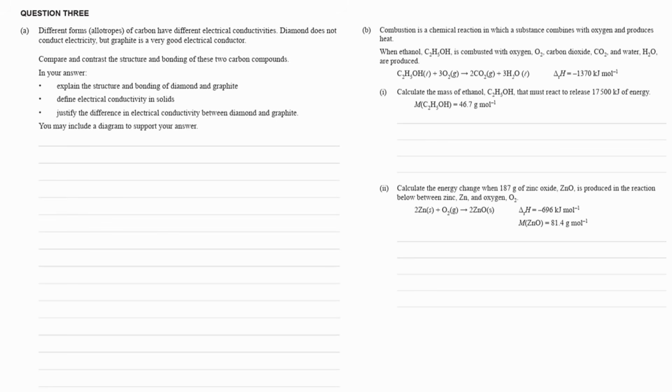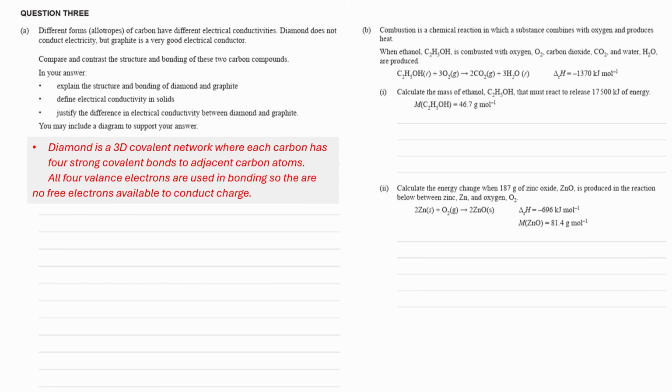We've defined electrical conductivity of solids and justified the difference in electrical conductivity between diamond and graphite. You may include a diagram to support your answer. I don't think it was necessary here. So diamond is a 3D covalent network where each carbon, this is important, each carbon has 4 covalent bonds to adjacent carbons. All 4 valence electrons are used in bonding, so there are no free electrons available to conduct charge. Now you might put in brackets here, there are no free charged particles. There are no ions, so we're just talking about electrons in this case.